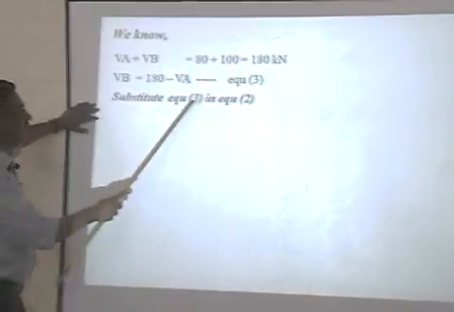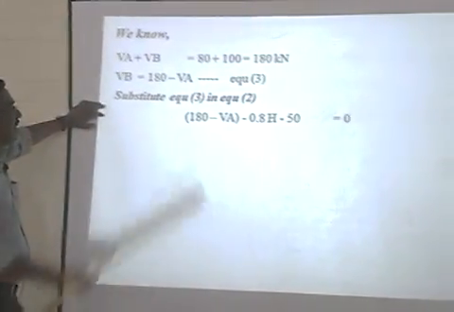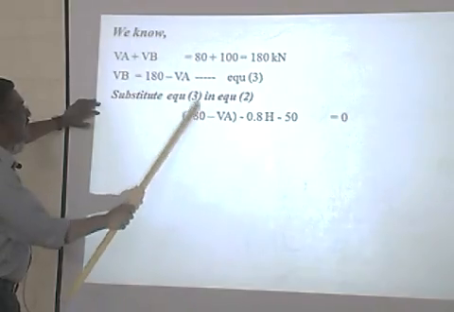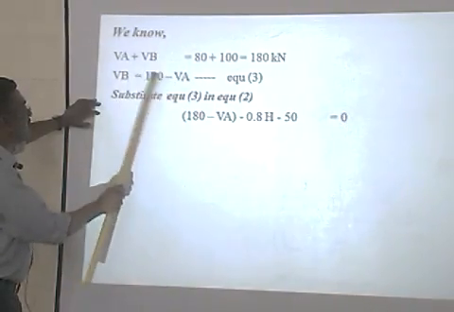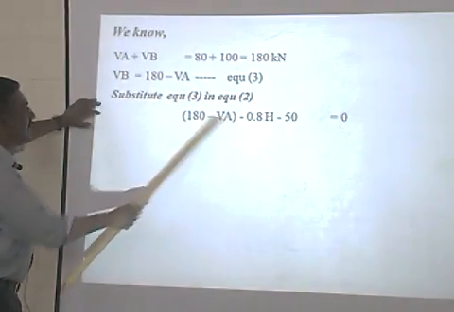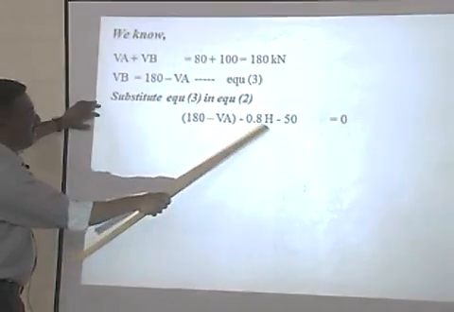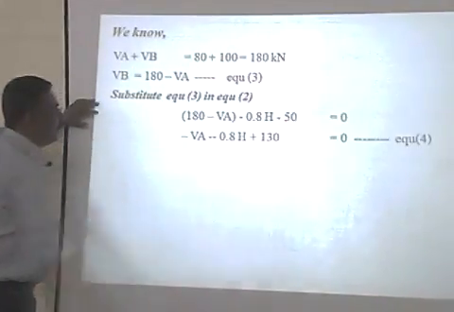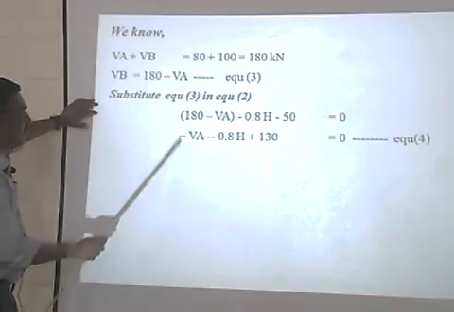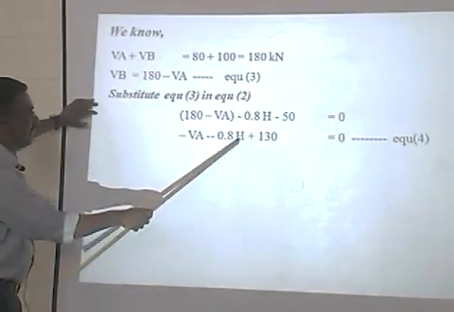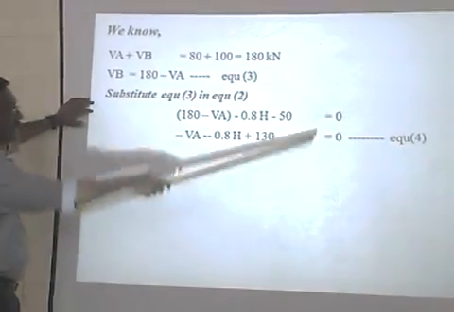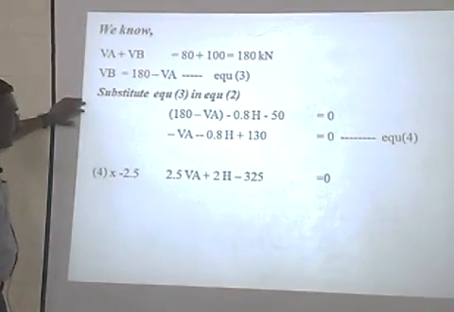Substituting equation 3 in equation 2, we have the value of VB, and substituting VB with 180 minus VA, we will be having 180 minus VA minus 0.8 H minus 50 equal to 0. Simplifying this equation, we will be getting minus VA minus 0.8 H plus 130 is equal to 0. Let us call that equation number 4.